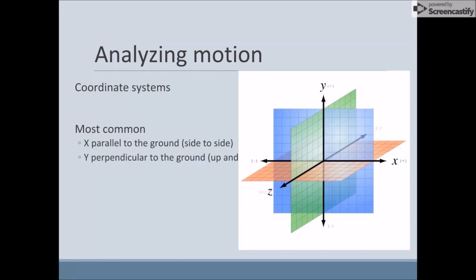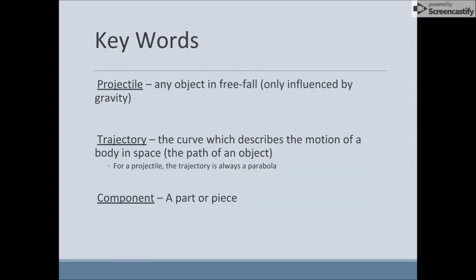We are now analyzing motion in a two-coordinate system. We have x and y. We will not discuss z in this course. Some key words: projectile, trajectory, and component.